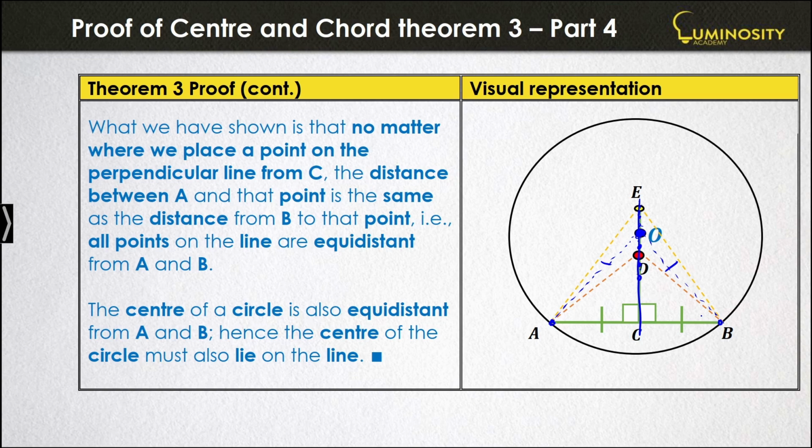Okay, so this is a more thought type of proof. We've got to think about it a bit, but essentially what it says in essence is that if you have a chord and a line that goes from the midpoint of that chord perpendicularly upwards, it is guaranteed to pass through the center of the circle. Okay, so that concludes the proof of this theorem.